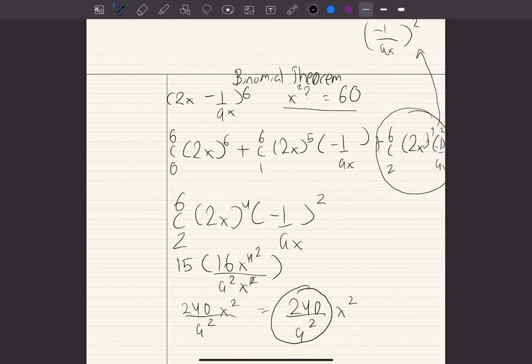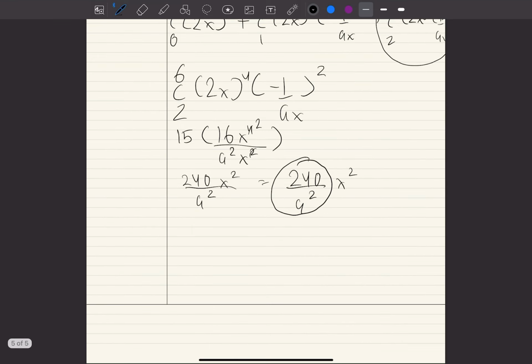The question has already stated the coefficient of x squared is 60. All we need to do is find a. So 60 equals 240 over a squared. 60 a squared equals 240. A squared equals 240 divided by 60.